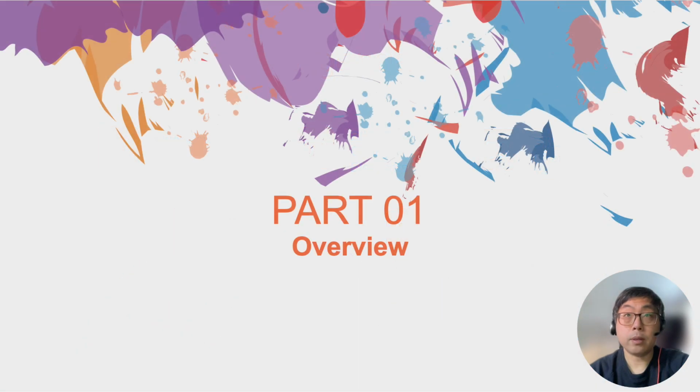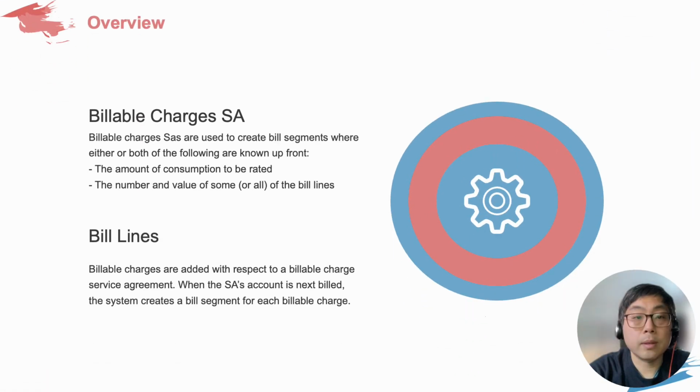Okay, so first section, overview. First of all, let's talk about when could we use billable charge. Very often we see there is a price which has already been agreed with customer, or the invoice system is actually happening outside of C2M. So let's take some examples.